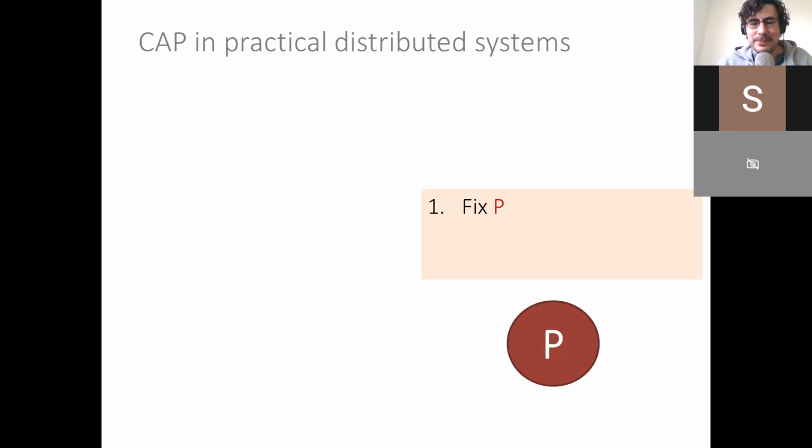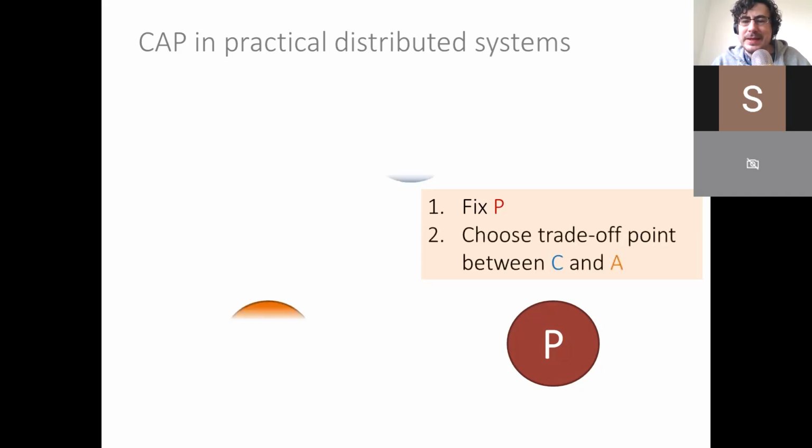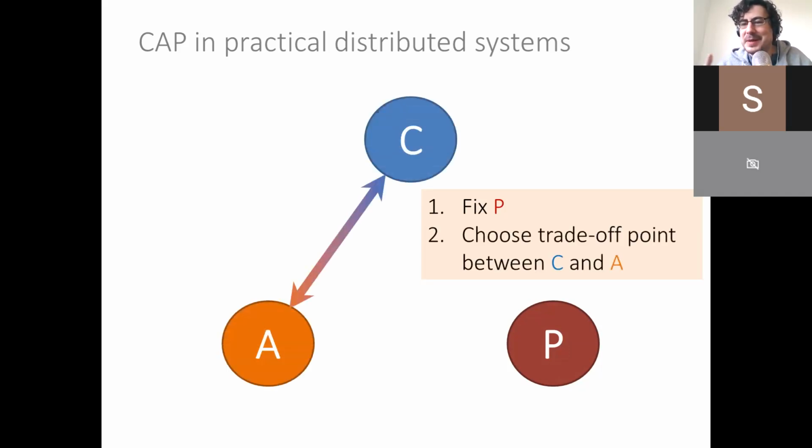Yeah, so maybe just to briefly finish. In general, in distributed systems, partitions will happen, right? We won't be able to send the messages as quickly as we like. So in practice, what we do is we fix P, and then we have to choose some sort of trade-off between C and A. These are not binary decisions. We can have systems that are more C or more A. And we'll see how this can happen in a practical sense a little bit later.